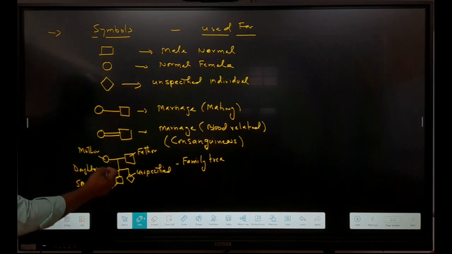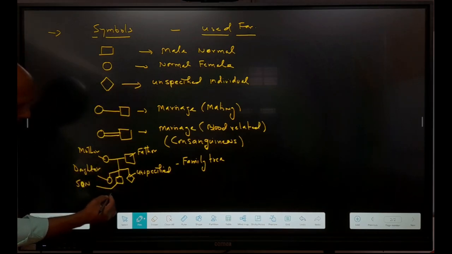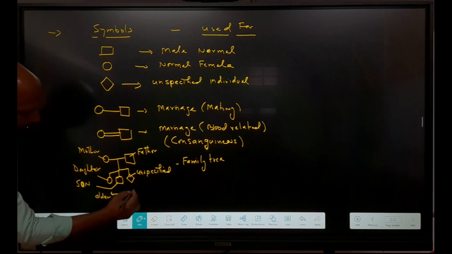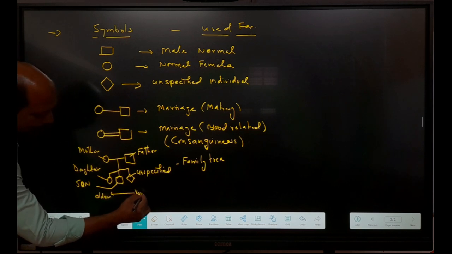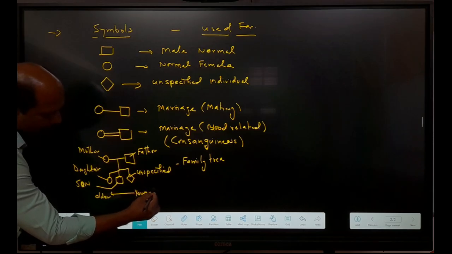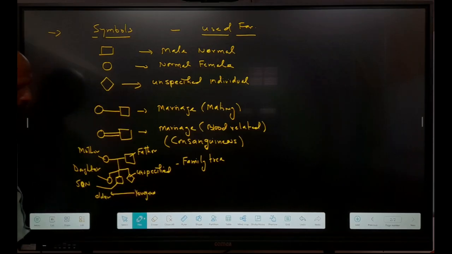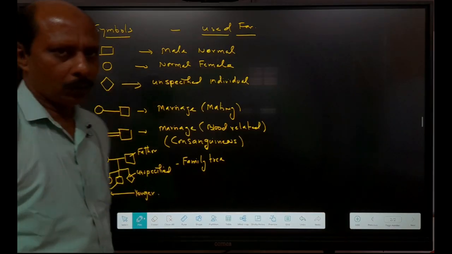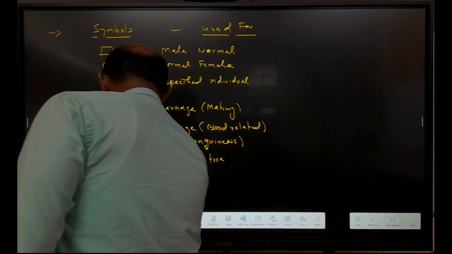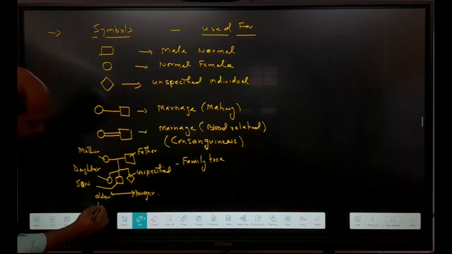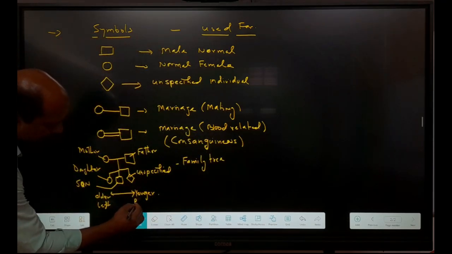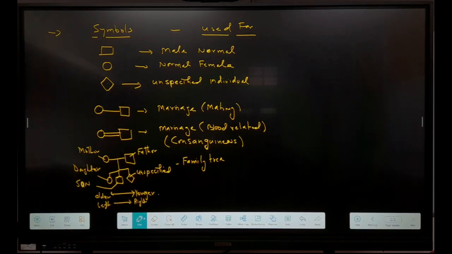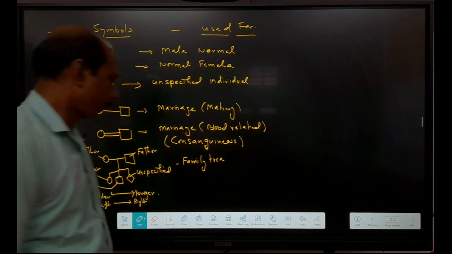And here, this one is represented as older, that side older, and that side younger, right? That side is the younger one. Okay, from left to right, older, younger. Okay.